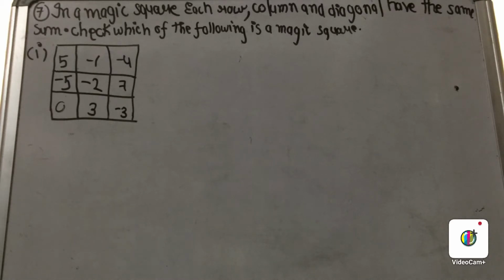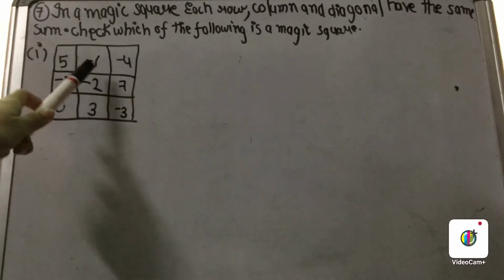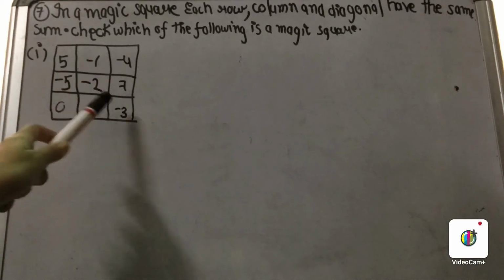Now here our first part is given. Here a square is given in which some integers are there. Now you have to just find out which is a magic square. Now you have to add the rows firstly. Now which are the rows? 5, minus 1, minus 4; minus 5, minus 2, 7; 0, 3, minus 3.